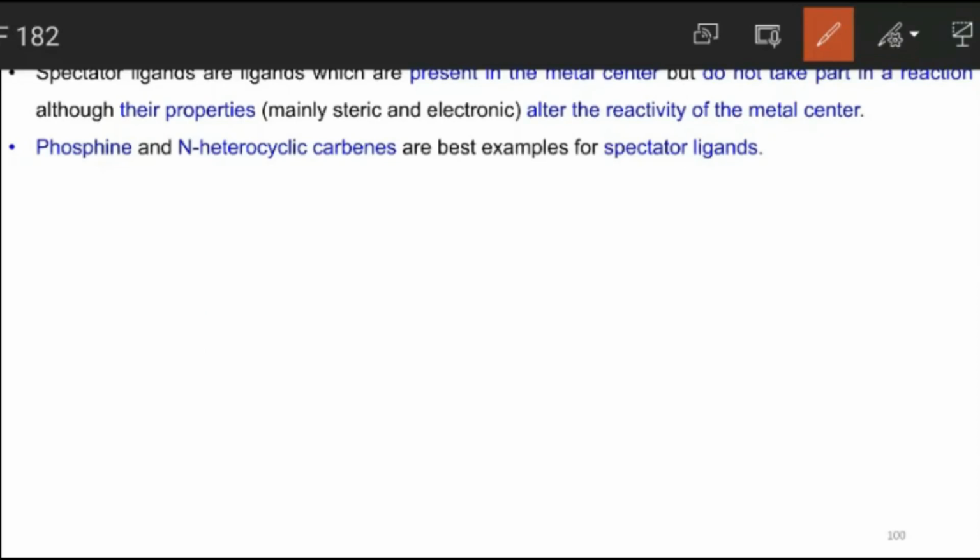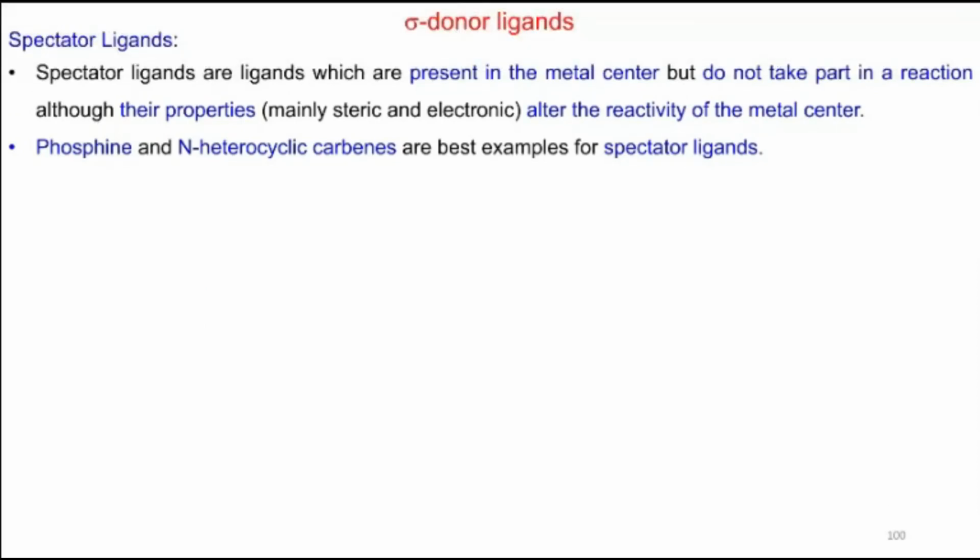But in this case, the spectator ligands will not undergo any sort of chemical reaction, but their presence will activate the metal center to perform better, and that is called a spectator ligand. This is called the spectator ligand.